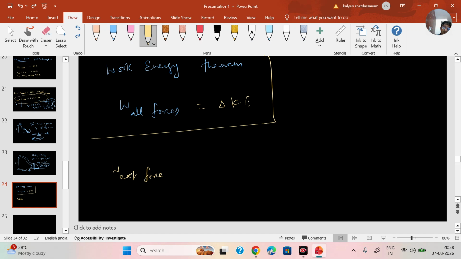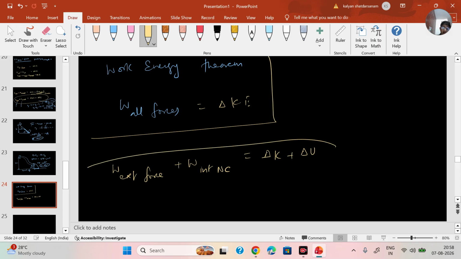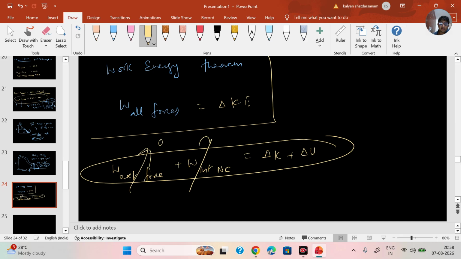Then work done by forces external to the system plus work done by forces internal but non-conservative to the system will be change in potential plus change in kinetic. Potential, how are you defining it? It is only for internal conservative forces that you are defining potential. If there is an external conservative force, it comes as work done by external force here. If both these are zero, it becomes mechanical energy conservation.